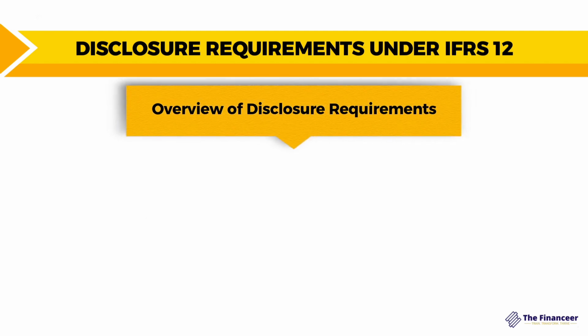First of all, IFRS 12 places significant emphasis on transparency. Let's explore the specific disclosures entities are required to make under this standard. Number 1, the entity must provide clear presentation of consolidated financial statements. This includes a balance between providing sufficient detail and avoiding information overload.